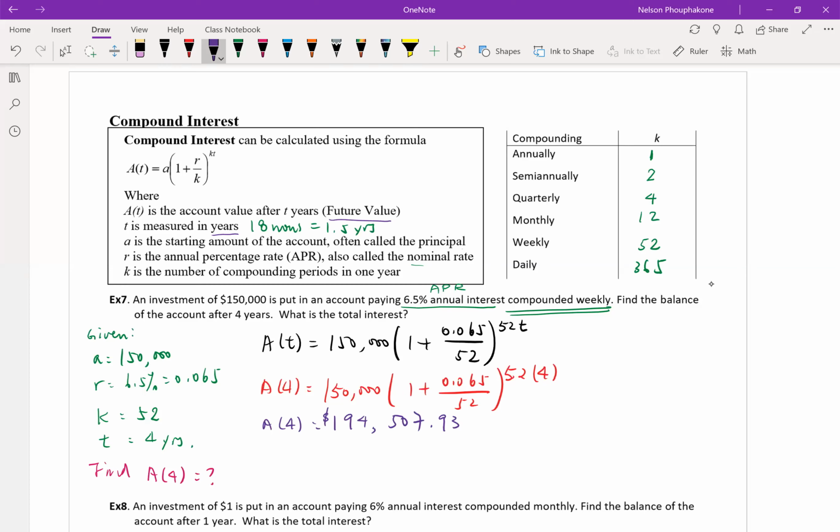Okay, so usually we round it to 2 decimal places. Then now the last one is, what is the total interest? And then remember, how do we find the total interest? It actually is the future value minus the principal, right?